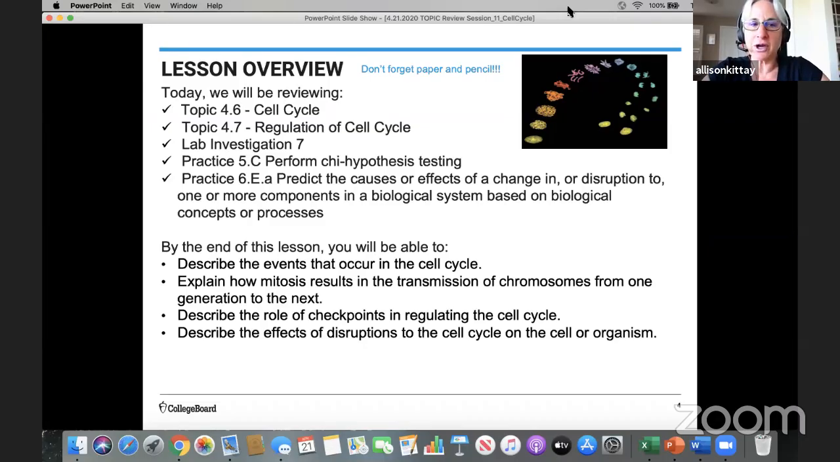Today's lesson is going to be on the cell cycle and the regulation of the cell cycle. We're also going to talk about Lab Investigation 7, just the first part about mitosis and the cell cycle.